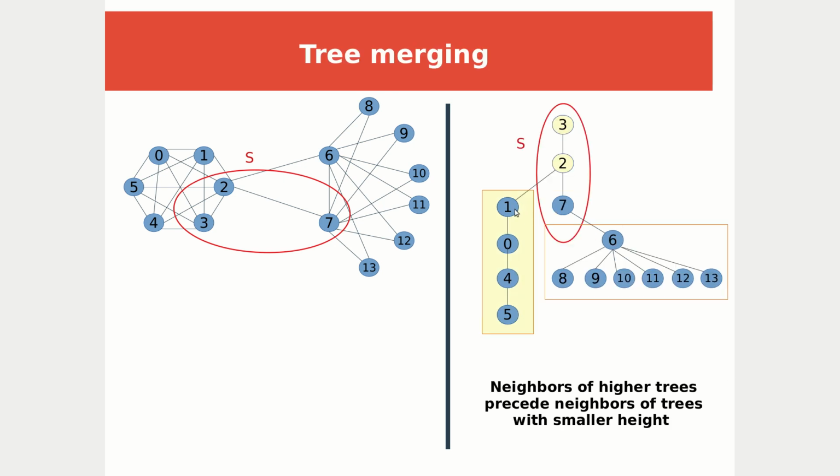Now we consider all neighbors of nodes from the considered tree, that is here 3 and 2, and we add them as the topmost nodes in the newly created tree of decomposition. Then we process another tree, and 7 is the neighbor of this tree, so it will be after 3 and 2 in the decomposition.